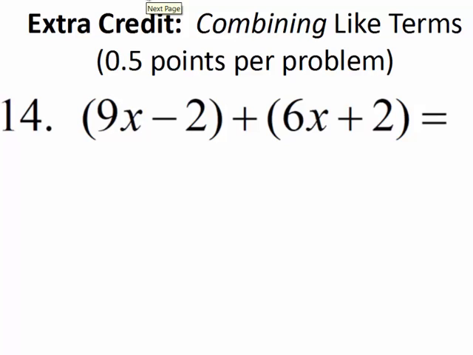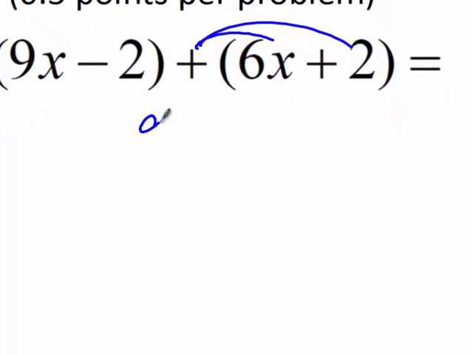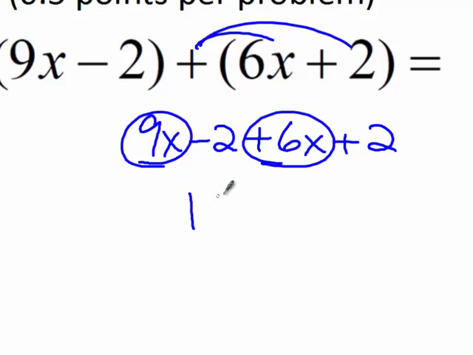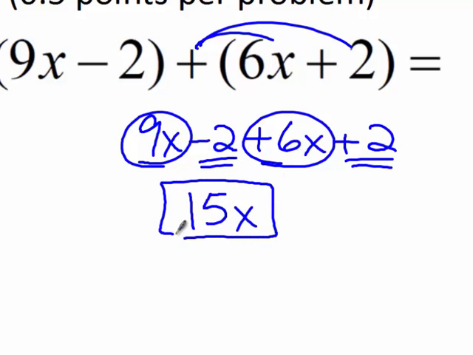Number 14, we have the quantity 9x minus 2 plus the quantity 6x plus 2. Rewriting this, we have 9x minus 2 plus 6x plus 2. We have 9x plus 6x is 15x. And we have 2 minus 2, which is 0. The simplified algebraic expression is simply 15x.